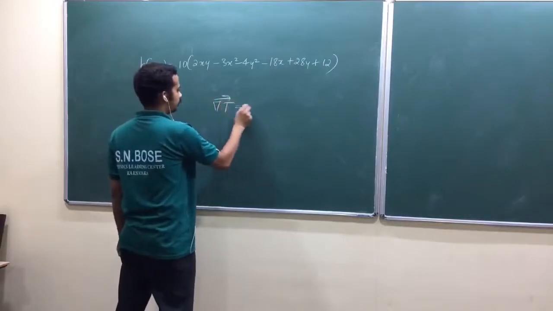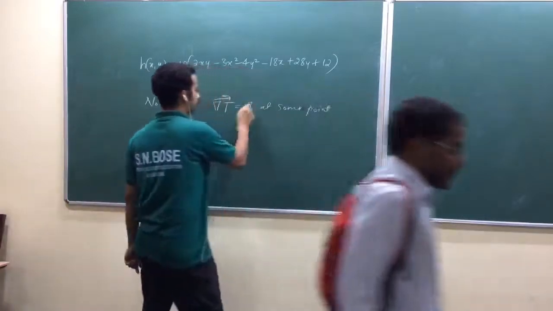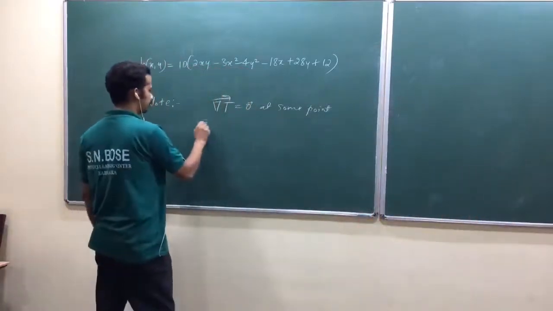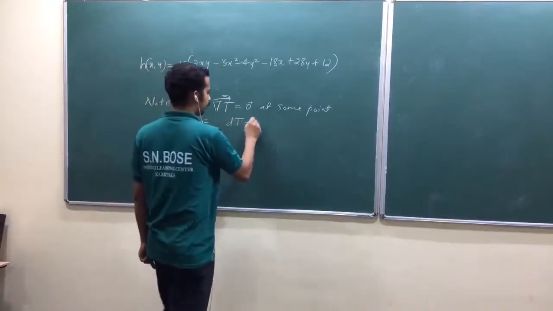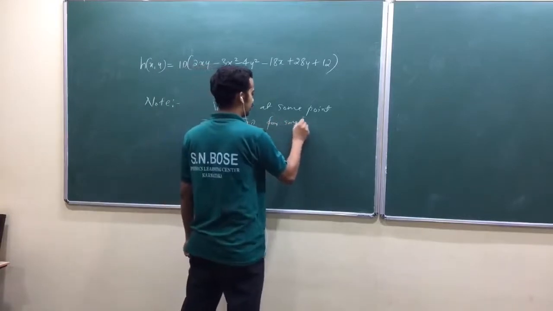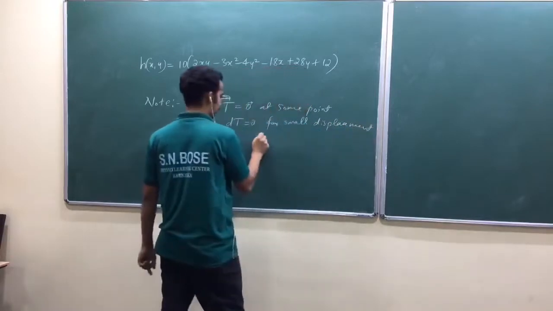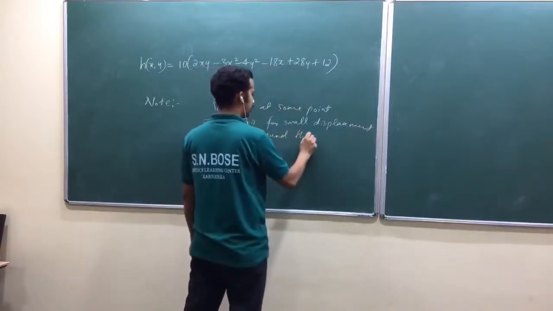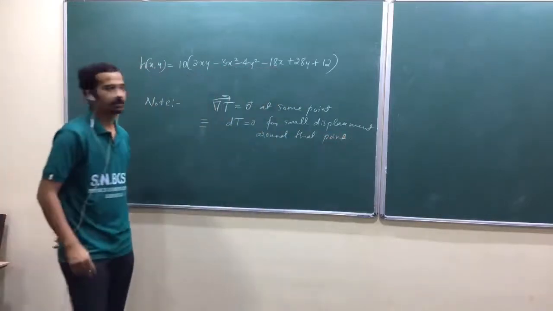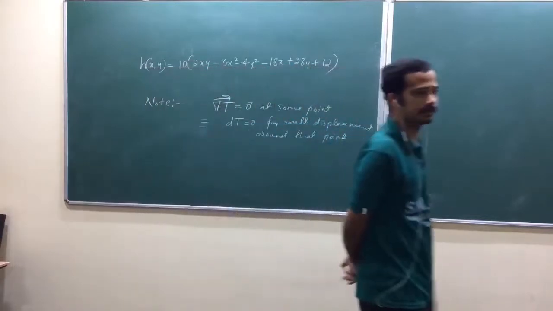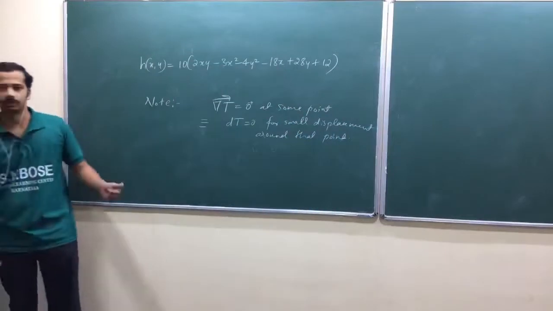Del t is equal to 0 at some point. 0 means null vector, okay? At some point is equivalent to dt is equal to 0 for small displacement around that point. Am I right? Can I say like that? Because dt is written as del t dot dl, isn't it? When would that happen? At maxima or at minima that would happen usually.